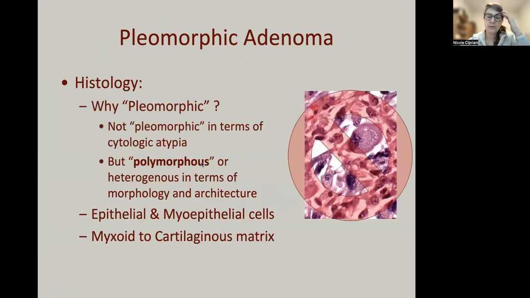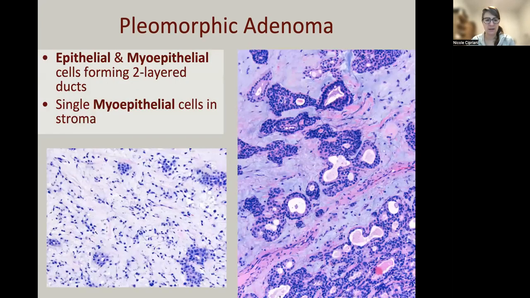It's called pleomorphic adenoma, but when we talked about pleomorphism in terms of nuclei, pleomorphic nuclei usually mean wildly atypical, large, small, dark, light, prominent nucleoli, mitoses. Unfortunately, in pleomorphic adenoma, it's a little bit of a misnomer because these are not pleomorphic cytologically. They are polymorphous or heterogeneous in terms of their architecture, as you will see. So it's a little bit of a misnomer, but I'll show you that in a second.